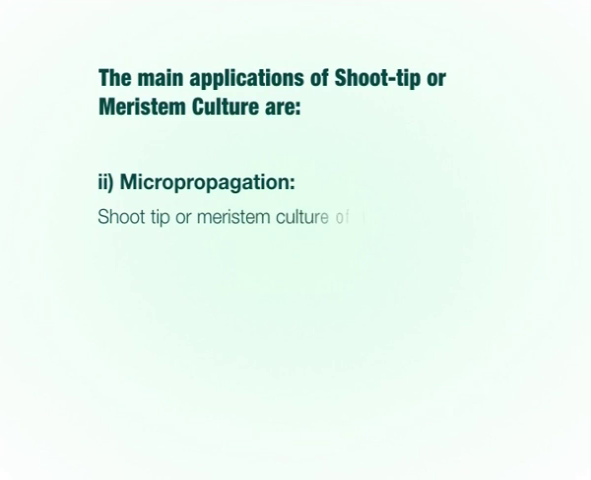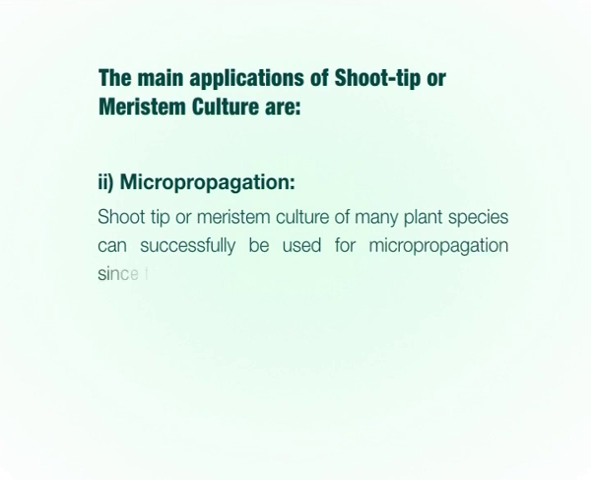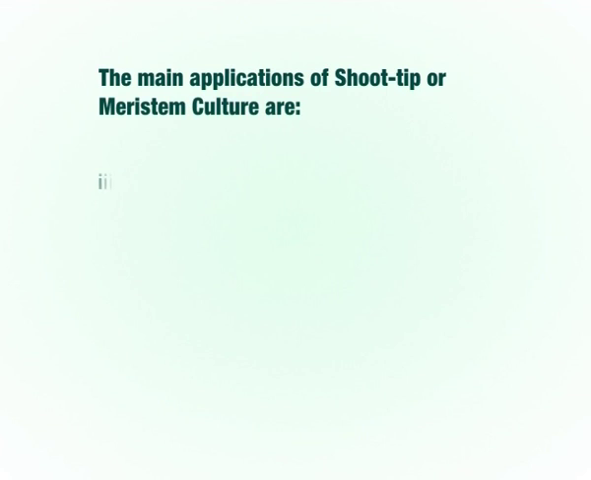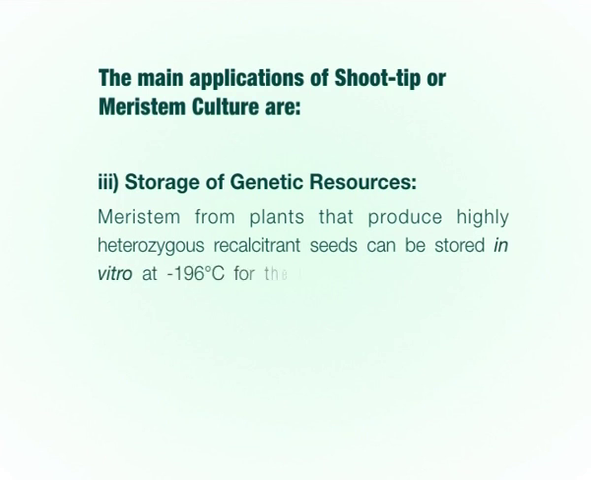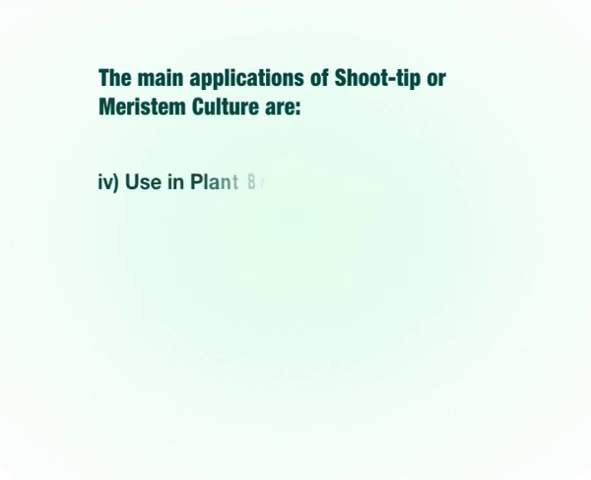Shoot tip or meristem culture of many plant species can successfully be used for micropropagation since they have high regeneration capacity. The third application is in the storage of genetic resources. Meristem from plants that produce highly heterozygous recalcitrant seeds can be stored in vitro at -196 degrees for the long-term preservation of germplasm. The fourth application is their use in plant breeding.